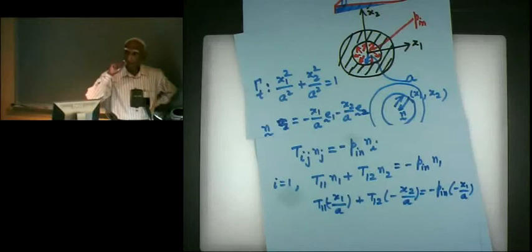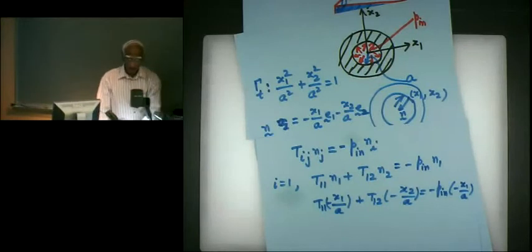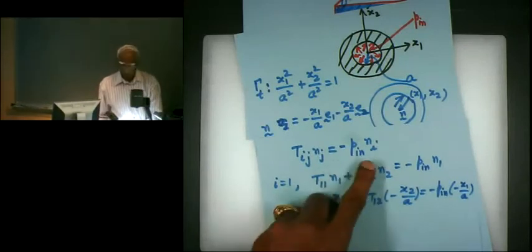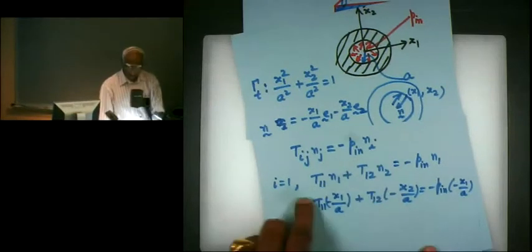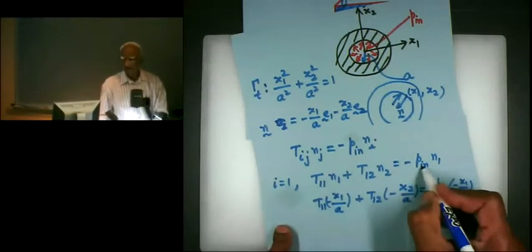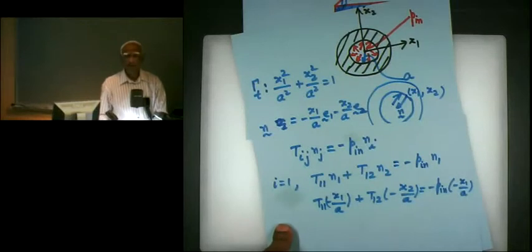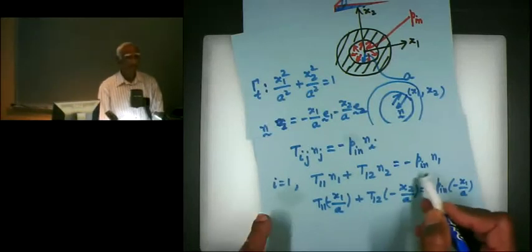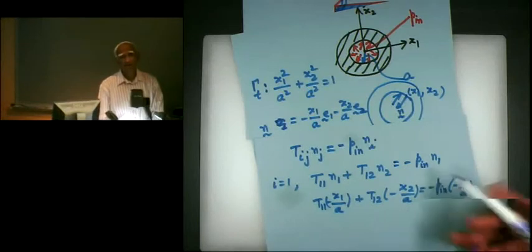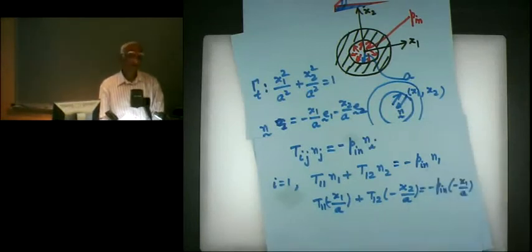You are not happy? Speak up. Because you have i on the right side and you cannot see i on the left side. These are not indices. This is a pressure. P_IN is the pressure on the inner surface. If you like, I can write P1, but then we will say it's one component of P. This IN is not an index.